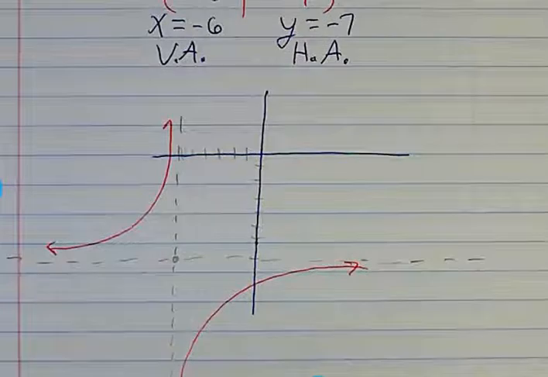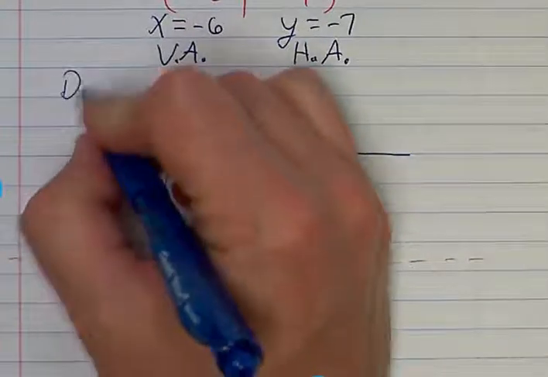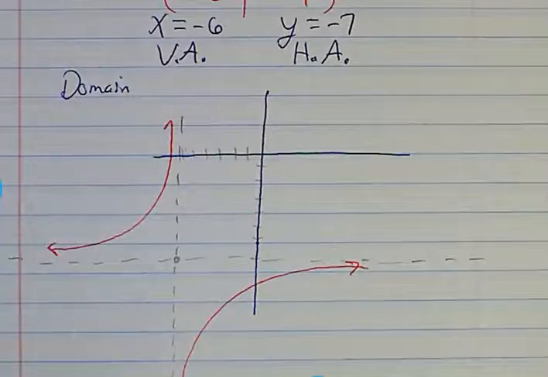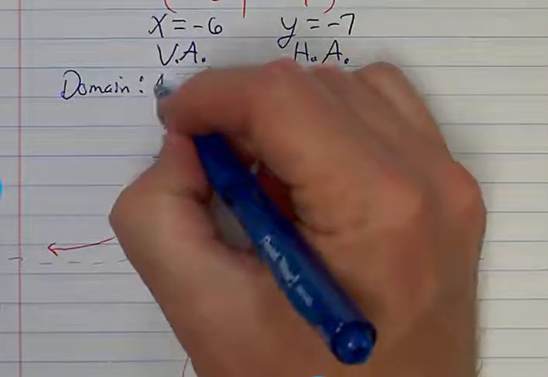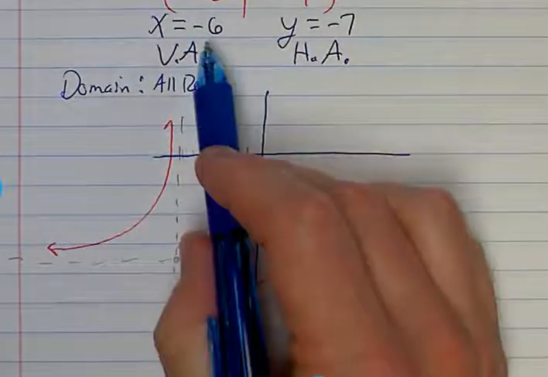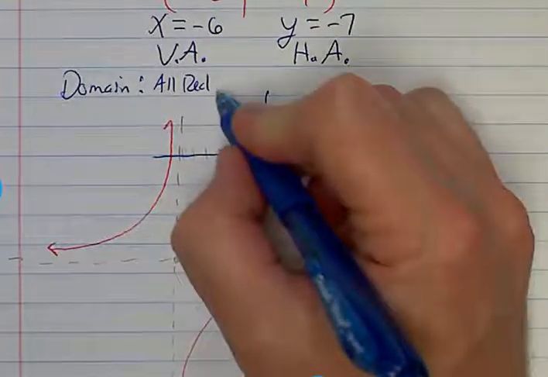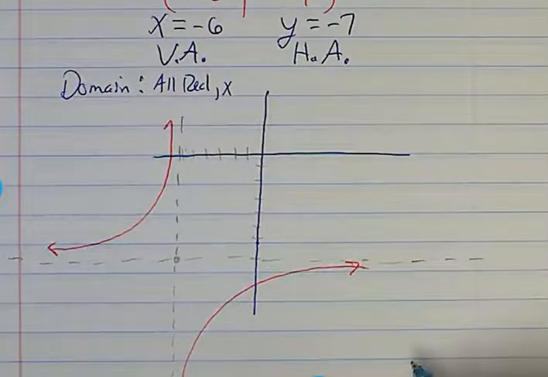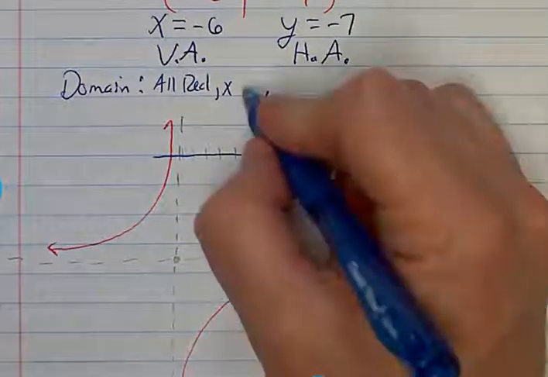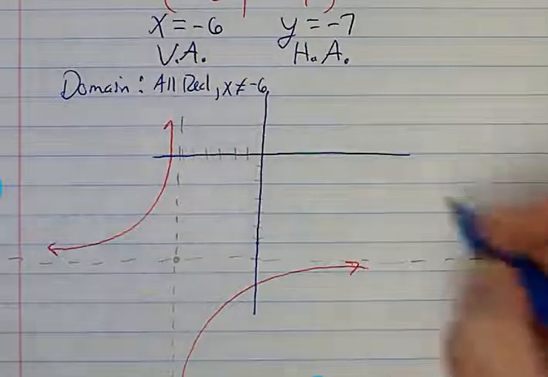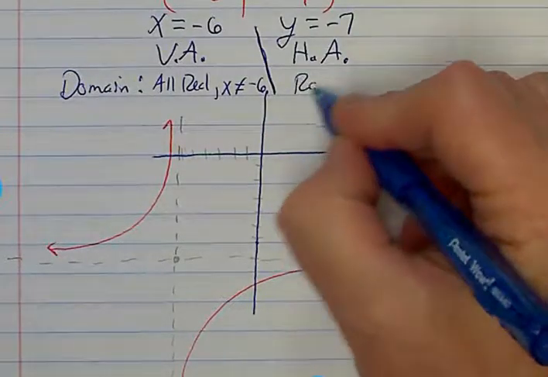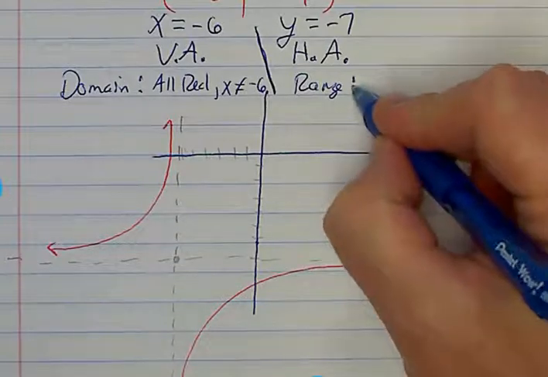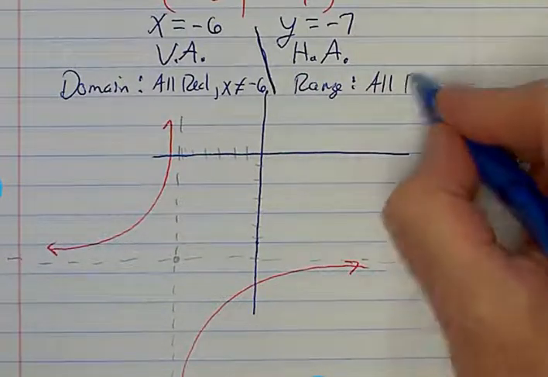The only other thing they might ask you for is domain. Well, it's the exact same thing we've got right here. This is going to be all real numbers except for negative 6. And same thing for this one. If it's the range, it's all real numbers except for negative 7.